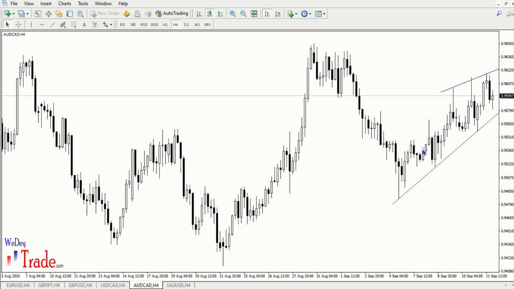However, in my opinion, I wouldn't touch the AUD CAD while still within the confines of the market structure. So in the coming week, expect a break below the support or a break above the resistance to find a good trade.